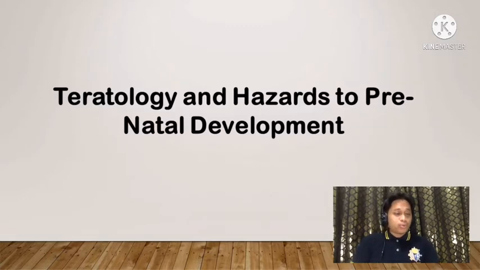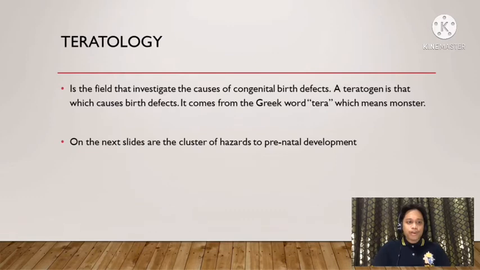So now that we're through with the stages of prenatal development, let us proceed to teratology and hazards to prenatal development. First, let us know what teratology is. Teratology is the field that investigates the causes of congenital birth defects. A teratogen is that which causes birth defects. It comes from the Greek word tera, which means monster. On the next slides are the cluster of hazards to prenatal development.